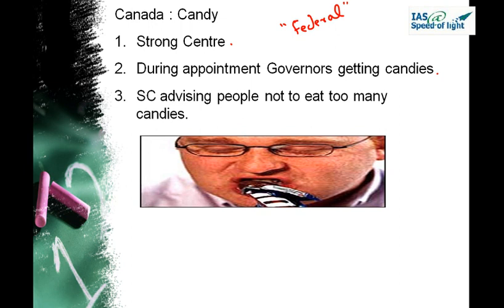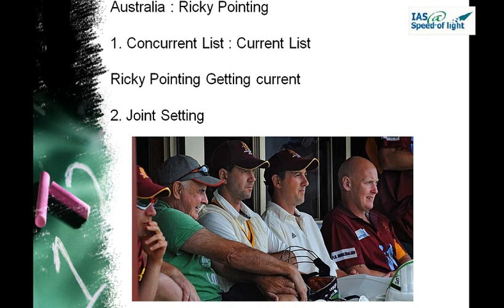So with Canada, that is candy, we are linking three things. First is the strong center, how the central government would be strong by eating candies. The second thing is appointment of governors. You were standing there for the appointment and you were given candies. The third one is the Supreme Court advising people, the advisory jurisdiction of the Supreme Court, not to eat many candies. Let's go to the next country, and that is Australia.